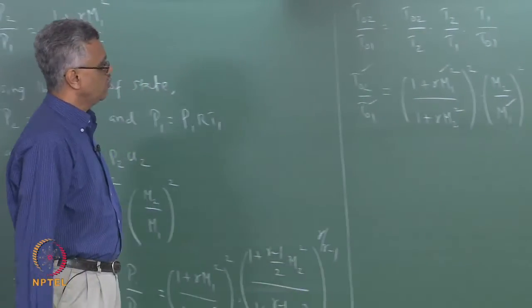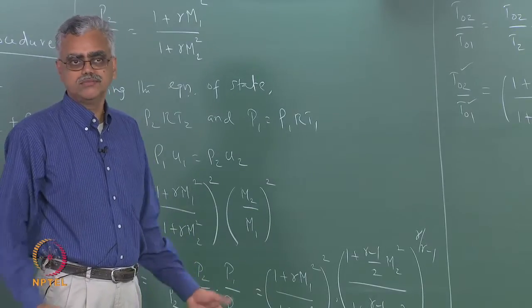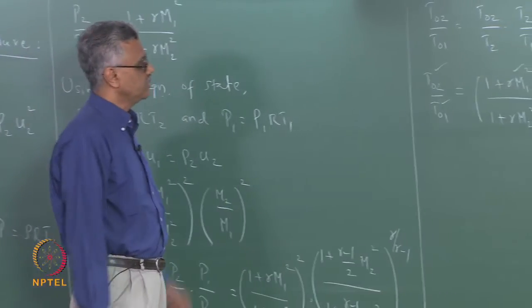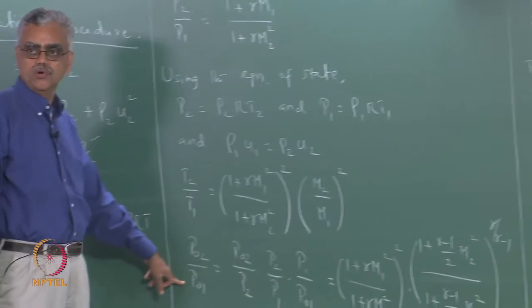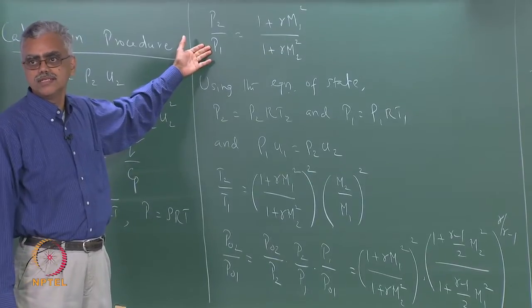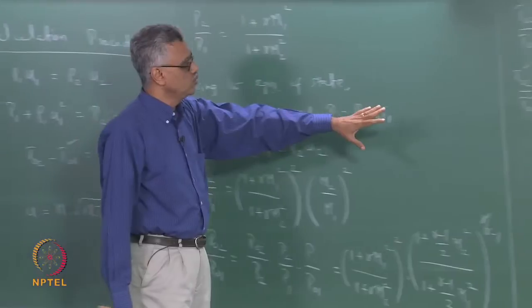So this is an equation that I can solve for M2. It's a very complicated equation, but hopefully it will have multiple solutions also, but hopefully it is something that we can solve. So once I obtain M2, then I can calculate all the other quantities like P02 over P01 and T2 over T1, P2 over P1 and so on. All the other things can be calculated once I know M2. And I know how to calculate M2 also from this.